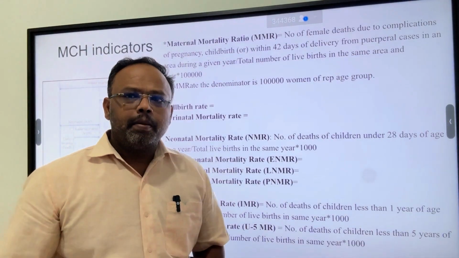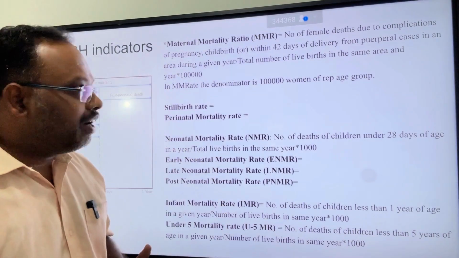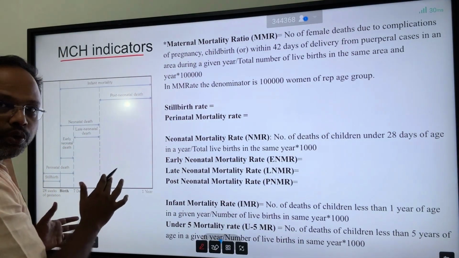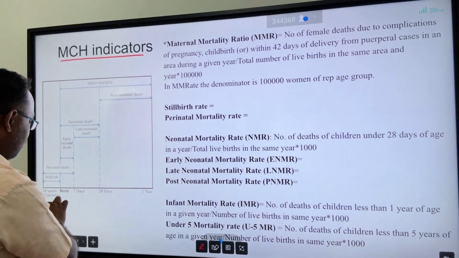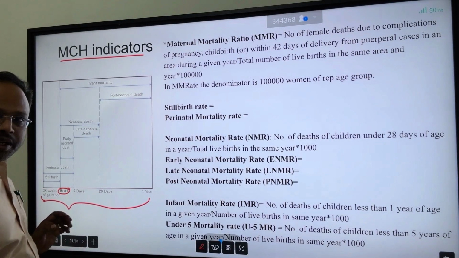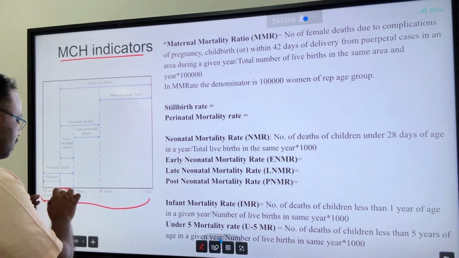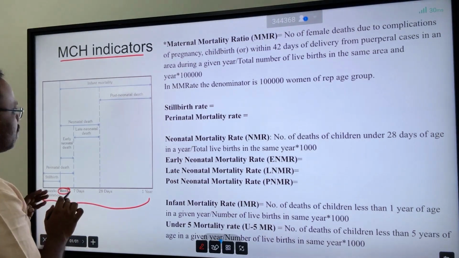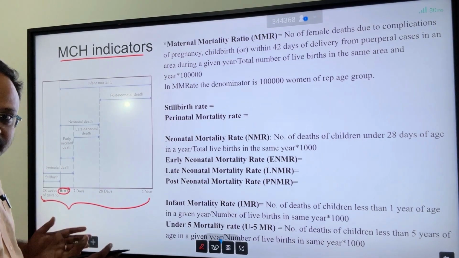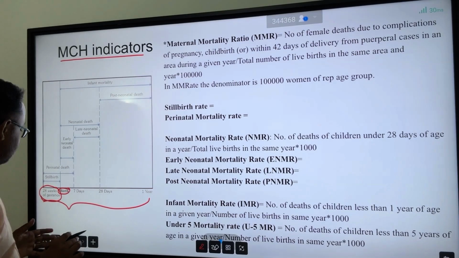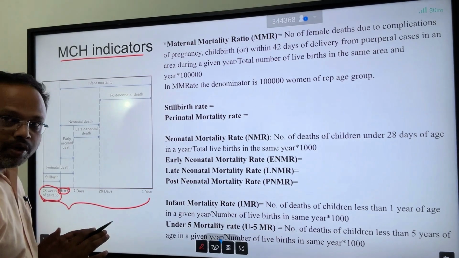Lastly, we look at the MCH indicators, that is, maternal and child healthcare indicators. To understand these indicators, we need to understand this timeline correctly. If this is the point of birth of an expected fetus, this is called the natal point. We call it the natal point because the terms we use depend on this natal term of natality. First, we need to understand that when a fetus completes 28 weeks of gestation, it reaches viability.